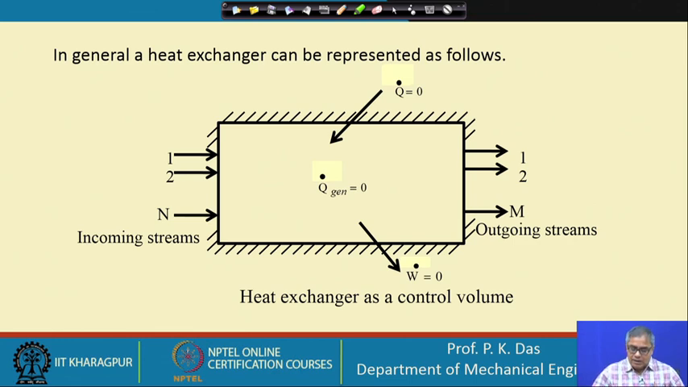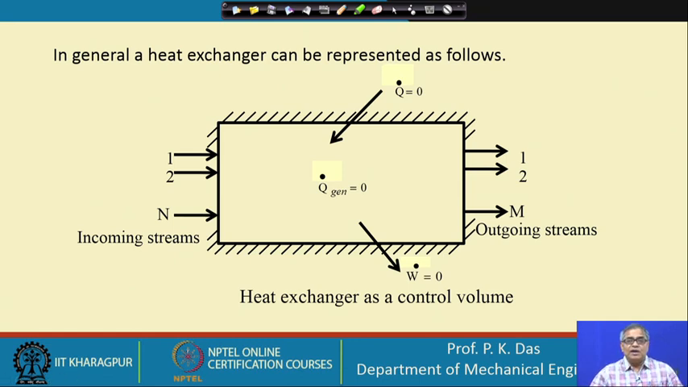And we can see three quantities which we have put as 0. Q dot is equal to 0, that means the envelope of the heat exchanger is insulated. W dot is equal to 0, that means within the heat exchanger there is no work done or no work being transferred from the outside. And q dot gen is equal to 0, so heat generation within the heat exchanger is 0.